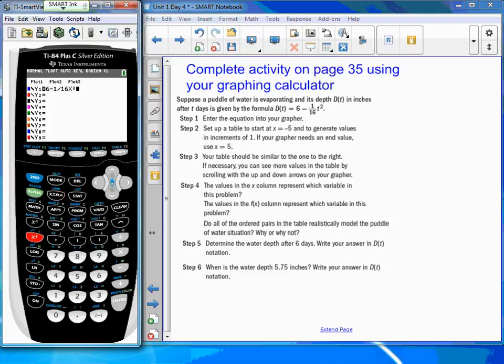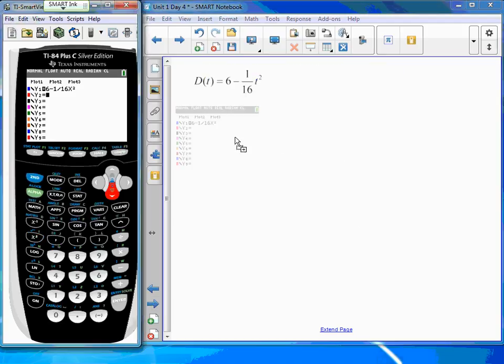The squared button is the fifth row, first column. You can also use the caret above the division key, raised to the second power. I like to use the shortcut key though, highlighted in red. So 6 minus 1/16 x squared. Enter in our grapher. I'm going to go ahead and screenshot that.